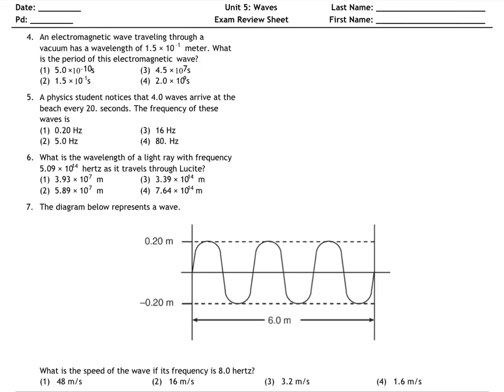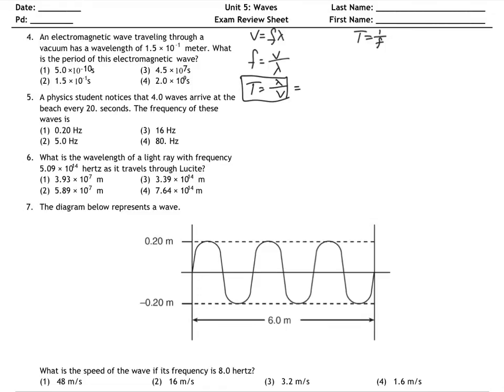Number 4, an electromagnetic wave traveling through a vacuum has a wavelength of 1.5 by 10 to the negative 1 meters. What is the period of this wave? So if I use the equation v equals f lambda, I'll be able to isolate for f. And I do that because frequency is the reciprocal of period, as evidenced by this equation. So if I actually want to get the period, I need to get the opposite of frequency. So what I'm going to do is say if f is v over lambda, then T is lambda over v. I'm going to use this equation.